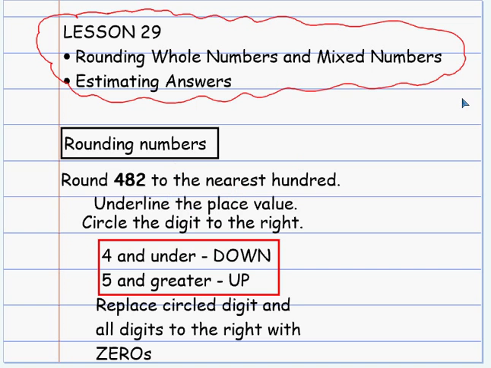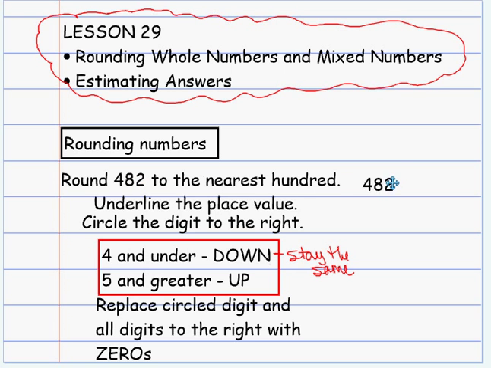Rounding numbers. If we want to round the number 482 to the nearest hundred, the process that you follow is this. Underline the place value, circle the digit to the right of it. If it's 4 and under, you go down. And if it's 5 and greater, you go up. If it's down, you actually stay the same. Okay, so it's either keep the number or bump it up. So let's try to do this.